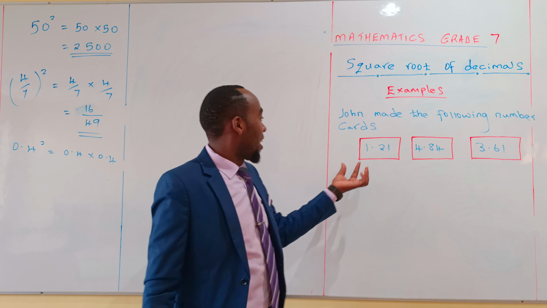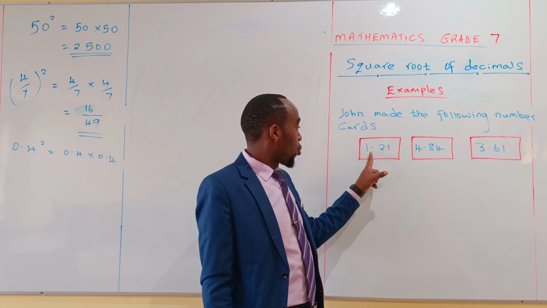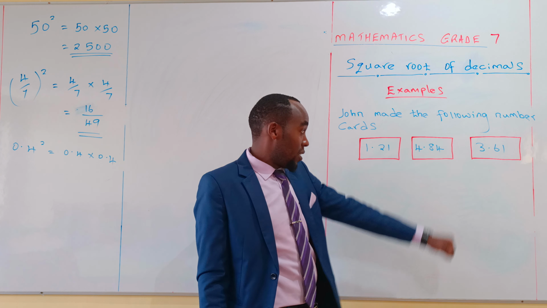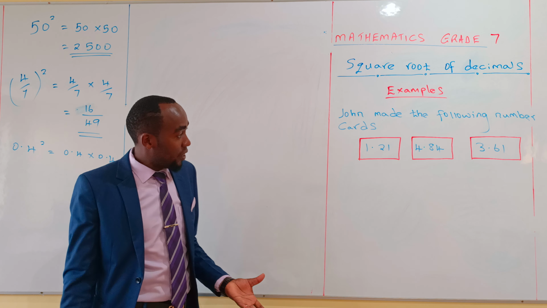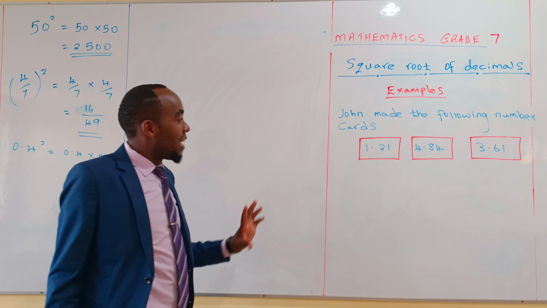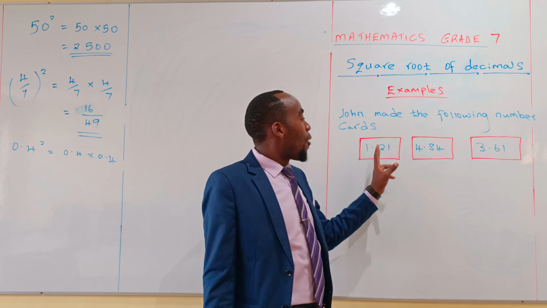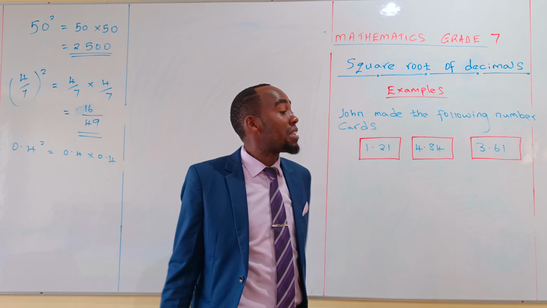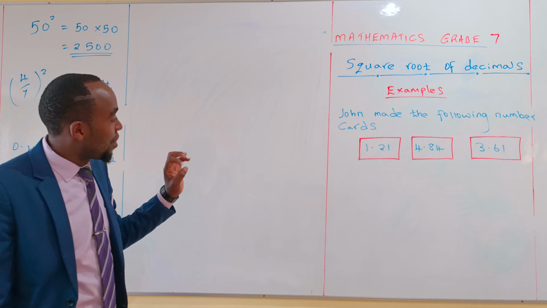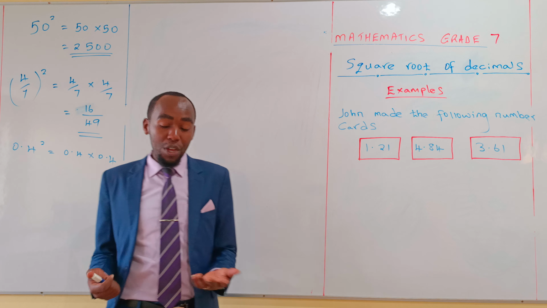One has the number 1.21. The other one is 4.84. The other one is 3.61. Now, we want to find the square root of these numbers that you can see in these number cards. We will begin with the first one, that is 1.21, and I'll be guiding you on the way you're supposed to do it.